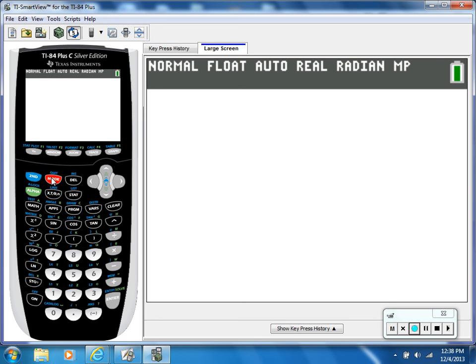Then get back out, go to the home screen. If there's anything on the home screen, clear it. I like it when it's nice and clear. Call up matrix A. Second matrix, enter on letter A.